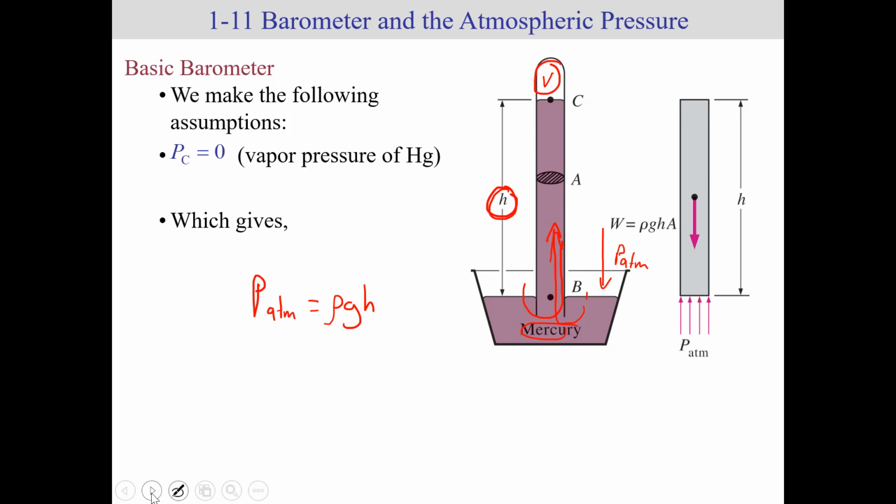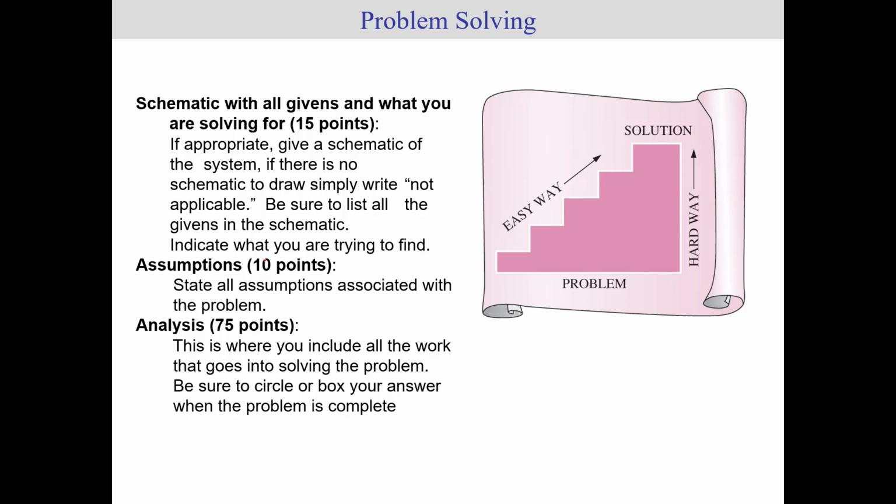We're going to do an example problem, but before we get to the example problem, I just want to go over the basics of how we are going to be doing problems and how we are going to be grading them. When you do your homeworks for this class, there are three basic parts to the problem. One is a schematic with all givens and what you are solving for. So if appropriate, give a schematic of the problem. If there's no schematic to draw, simply write not applicable. But be sure to list all the givens in the schematic and indicate what you are trying to find.